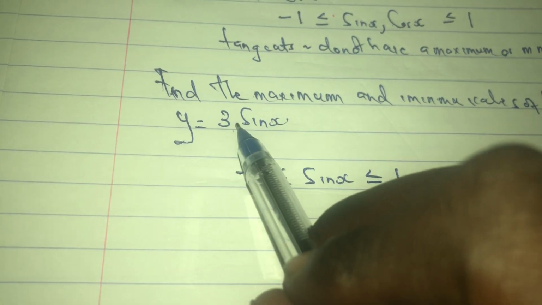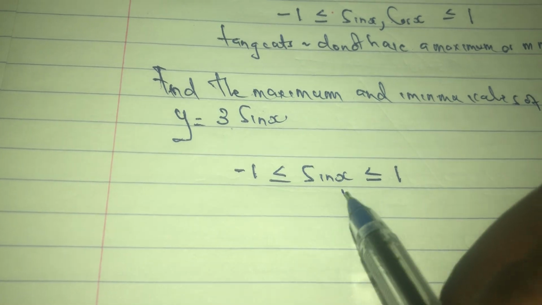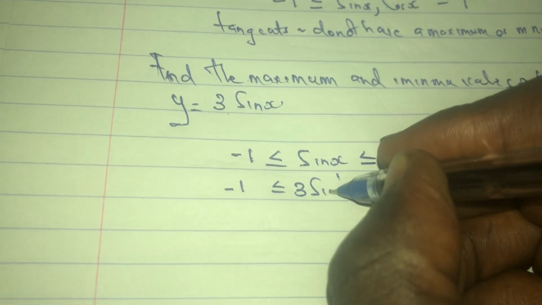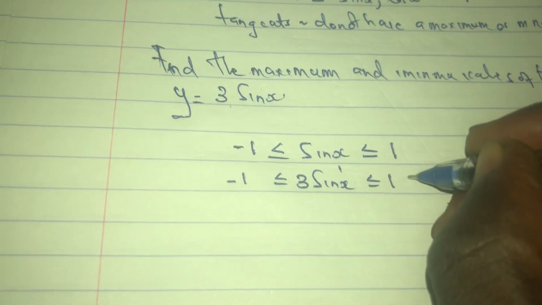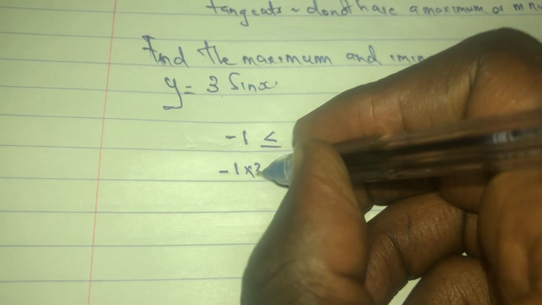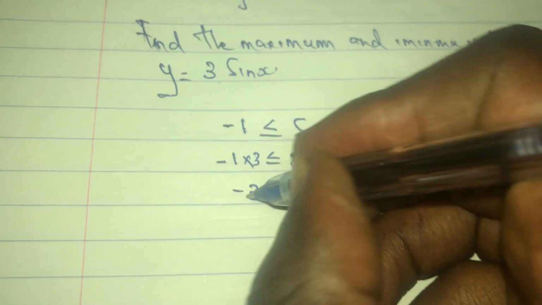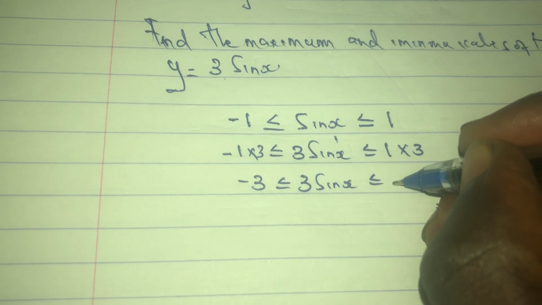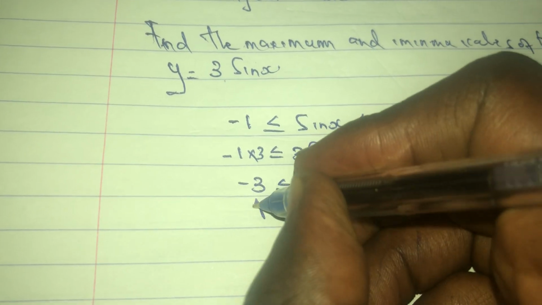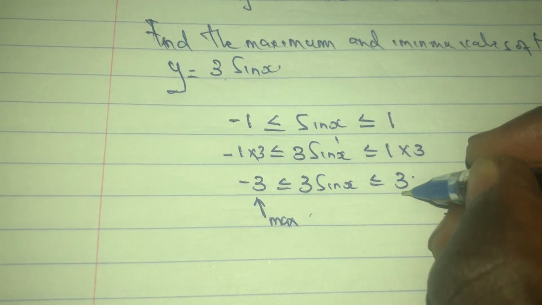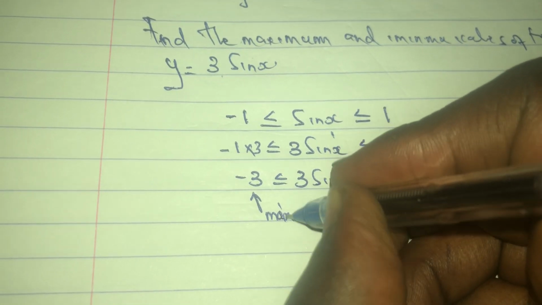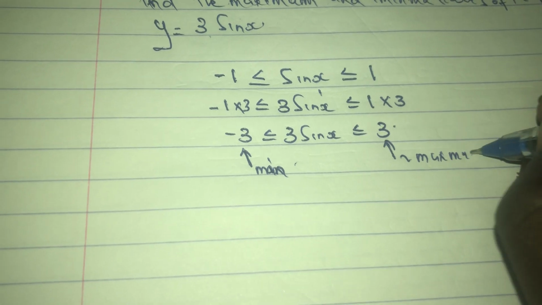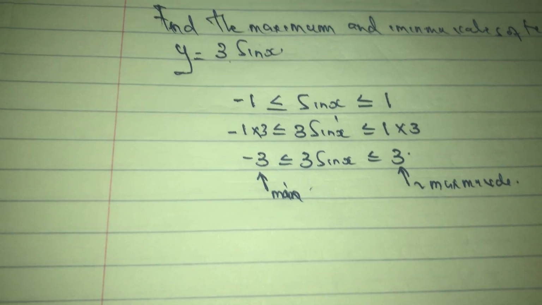So if you try to fit this equation into this range and multiply 3 sine x, it means you have to multiply all this by 3. So it will give you -3 to 3. So this will be the minimum value, and this will be the maximum value. Let me give you another example.